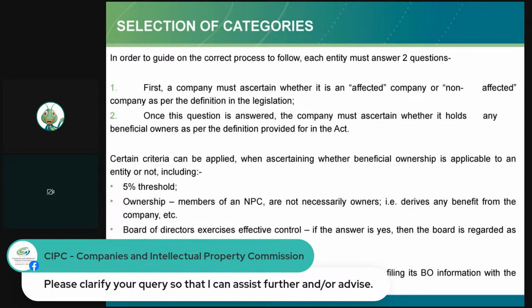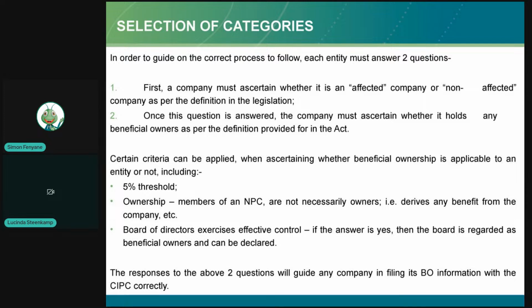Once you have selected affected or non-affected, there is certain criteria that can be applied when ascertaining whether beneficial ownership is applicable to an entity or not. So the 5% threshold that I mentioned needs to be applied, whether there is ownership in place. We deal with non-profit companies where there's no shareholding. NPCs with members are not necessarily owners, but they can derive a benefit from the company, and those members can then be declared as beneficial owners, where we have the board of directors that exercise effective control.